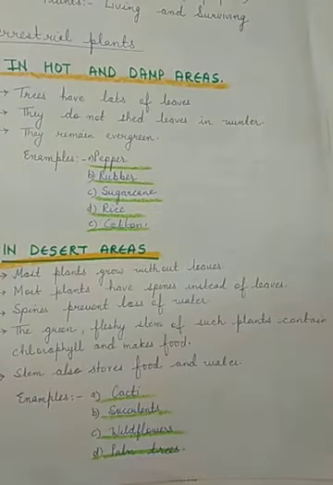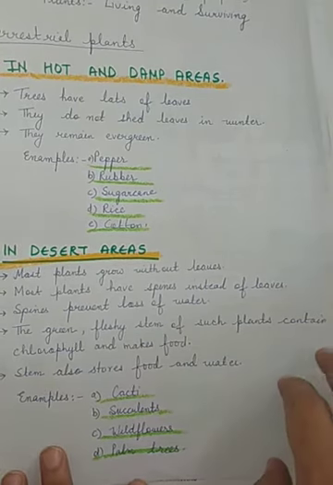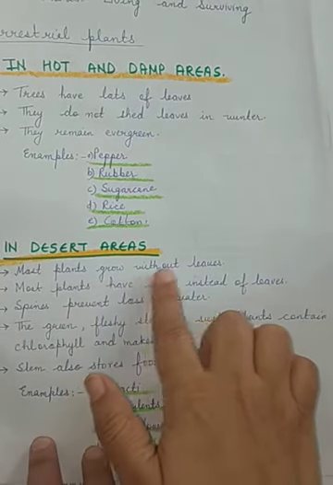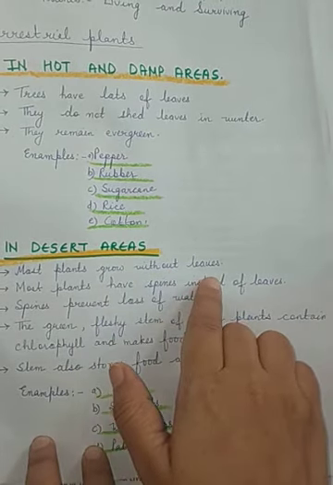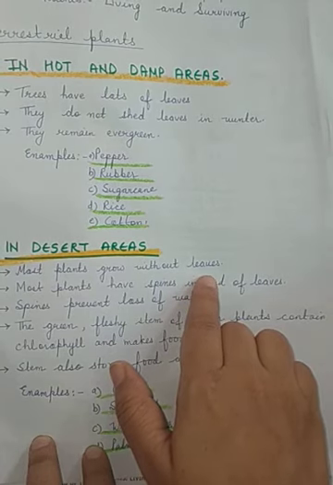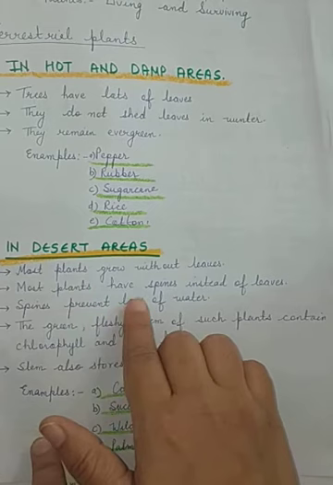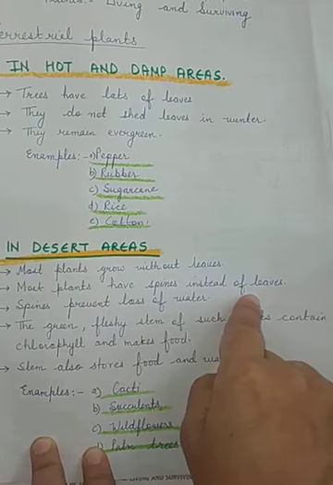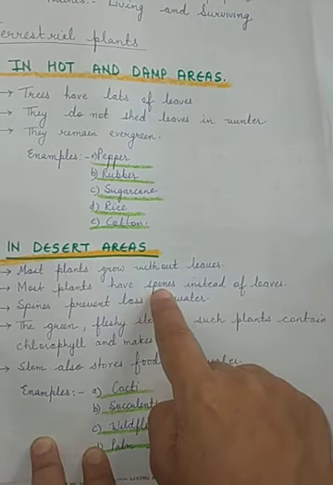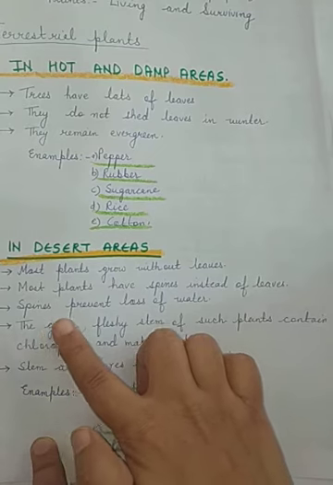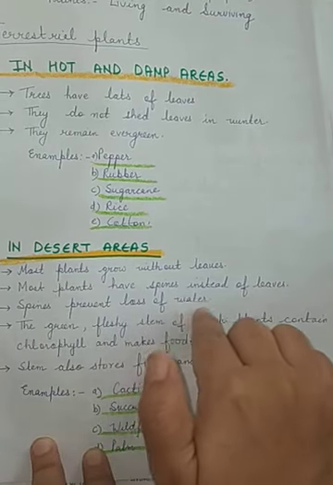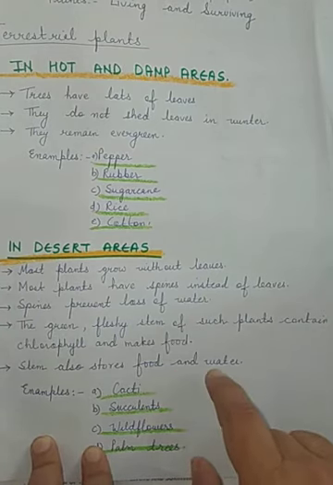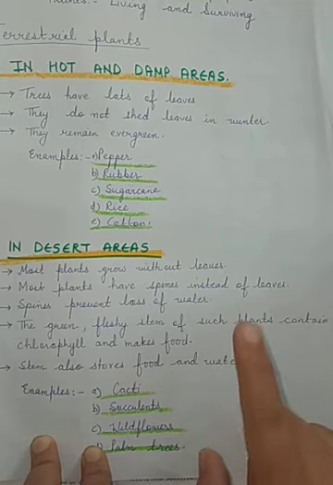Now next we will talk about the plants growing in desert areas. Most of the plants growing in desert areas grow without leaves. Why? Because most plants have spines instead of leaves. In the desert area, the leaves of plants are converted into spines. Why? Because spines prevent loss of water. That is why the leaves of the plants growing in desert areas are converted into spines to prevent loss of water.